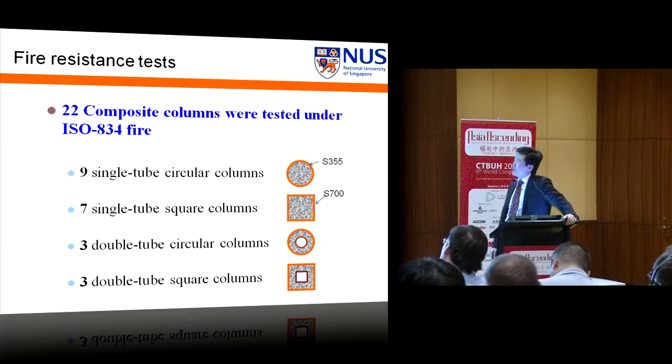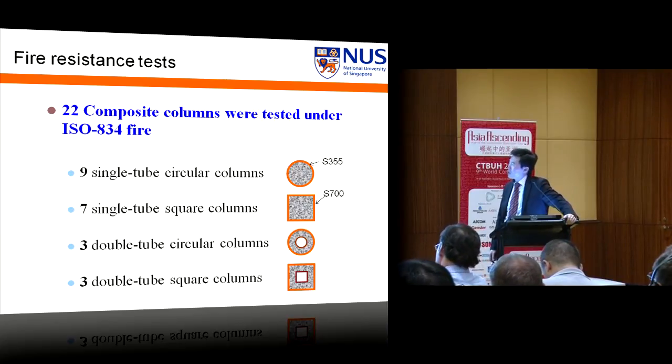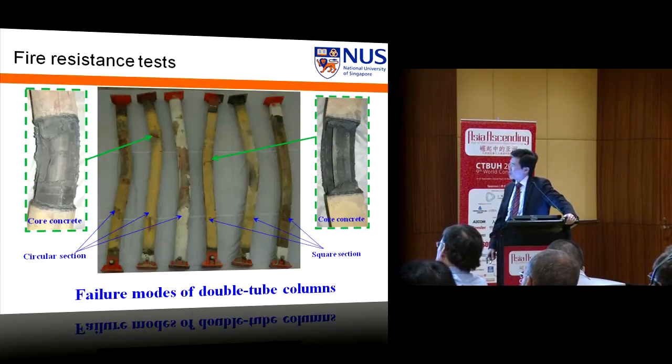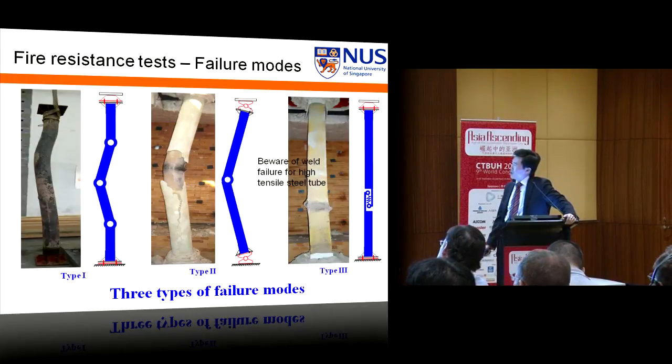So we have 22 large column tests under the ISO 834 fire curve. The failure mode expected is buckling, but some very strange phenomena occurred. These are double tubes. And this is the fixed end and the pin end type.